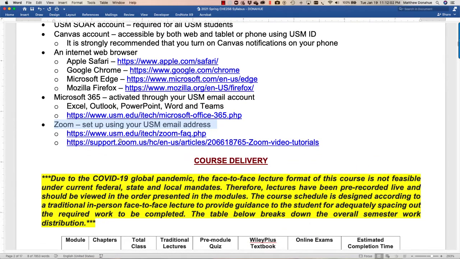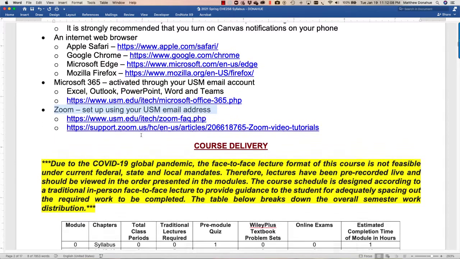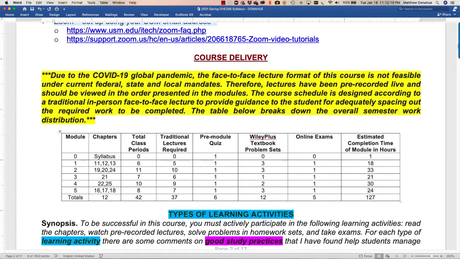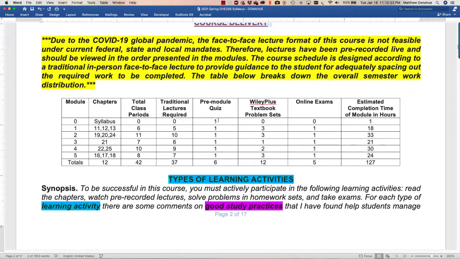These websites show you how to use your USM ID to set up your Zoom account through USM, and there's some Zoom tutorials. Course delivery, again, it's online due to COVID, and because there are 146 people in this class, we cannot meet. And so we're going to do everything basically online.